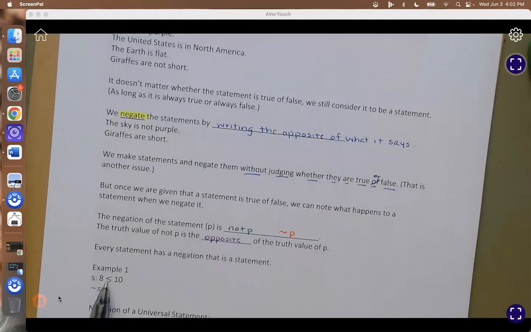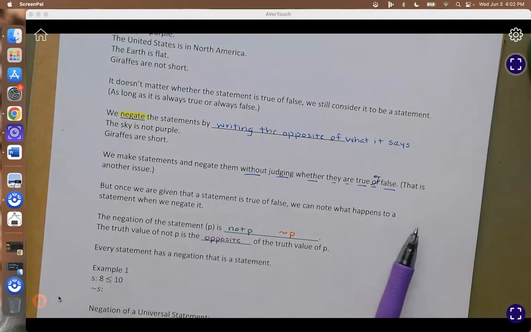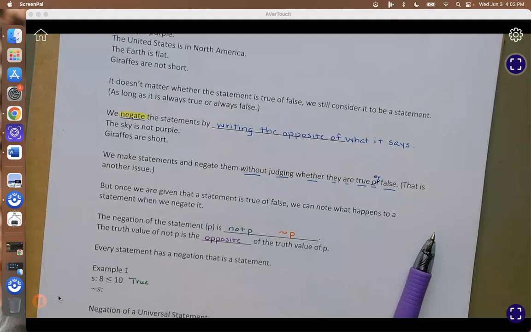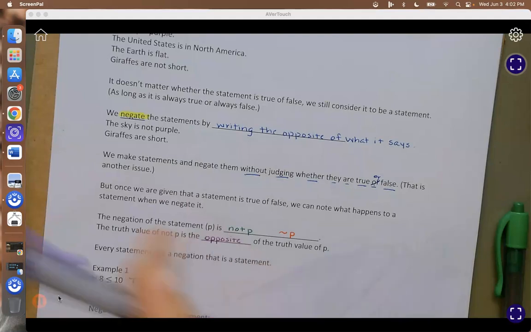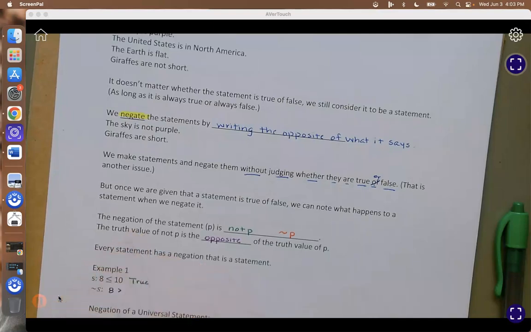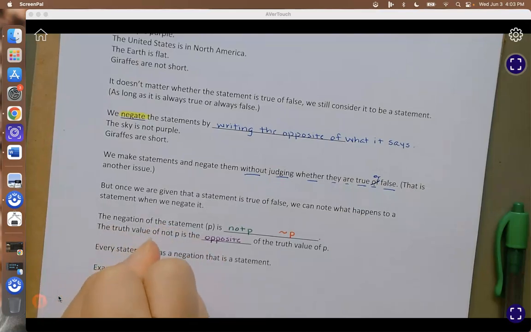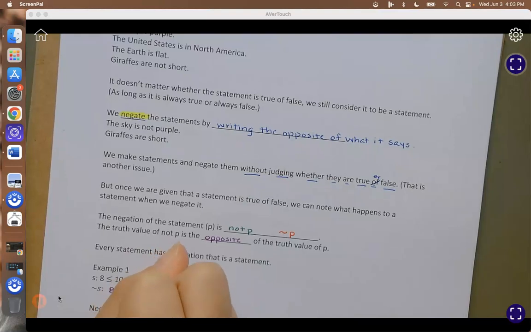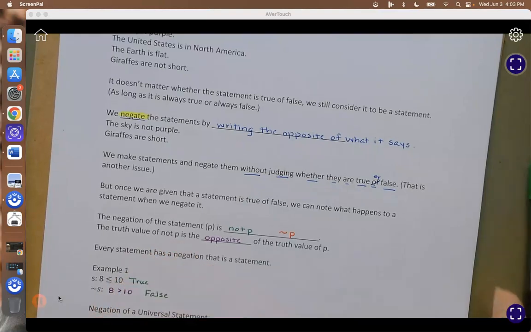Okay, so here is the first example. 8 is less than or equal to 10. That is true. So when we go to do the negation, we're going to say 8 is greater than, and we can't have the equal to because it was in the first one, so you can't have it in the second one. 8 is greater than 10, and this is false.